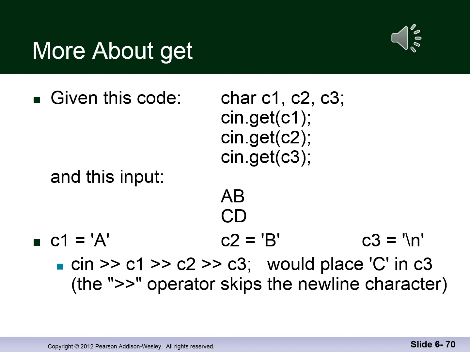Given that input, cin.get is going to take A, the first char, and place it in c1. cin.get c2 is going to take the second char, B, and place its value in c2. cin.get c3 is going to surprise you, maybe, especially if you haven't been paying attention. It's not going to get the next char, which we anticipate as C. It's going to get the new line character. So c3 will include the new line character. Whereas if we used cin with the extraction operator, c1, c2 and c3, that would place C in c3. The extraction operator skips the new line character and also skips spaces. Very, very significant difference between the member function get and the extraction operator when used with cin.